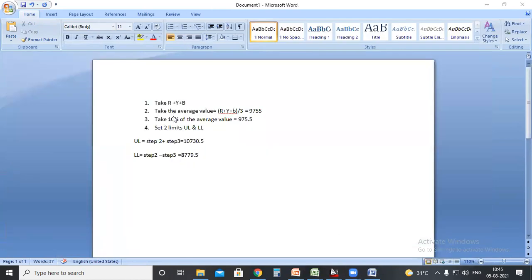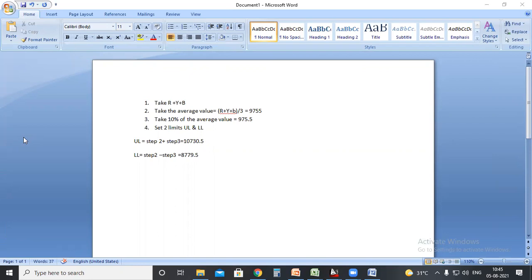First step is to calculate the total load, that is R plus Y plus B. Then the average value: R plus Y plus B whole divided by 3, you will get the average value. Then the third step is to take 10% of the average value. That means 9755 into 0.1. You will get 975.5.